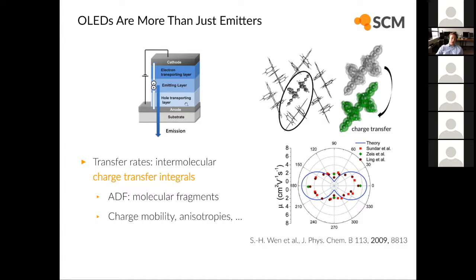And that can be calculated, again, with ADF by using so-called charge transfer integrals. And they give not only an idea about the mobility of these electrons and electron holes, but also about the anisotropy of this charge mobility. So as you can see here on the lower right, there are different charge mobilities in different directions, which obviously makes sense. The molecule is not isotropic.